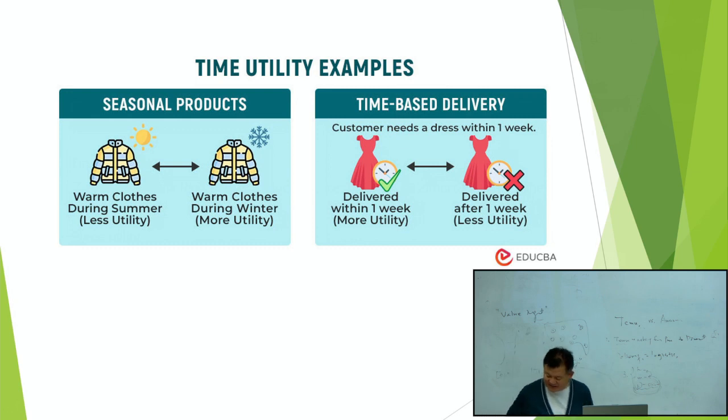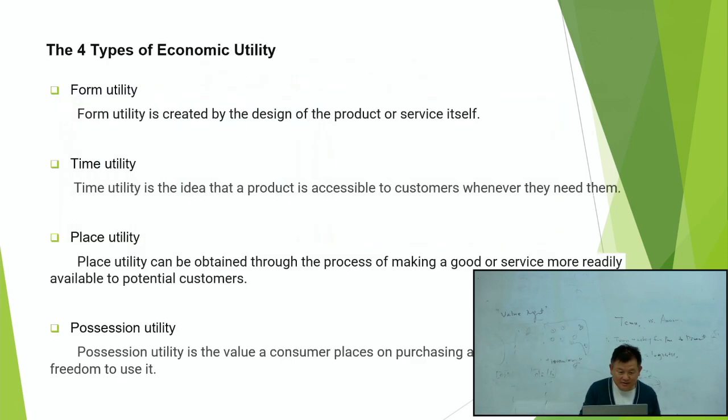Okay, and what is next? Place utility. As you guess, the place is located. Place utility can be obtained through the process of making goods and services more readily available to potential customers. So it means place. This is for a logistics example. For potential customers, it is related to inventory, safety inventory, something like that.